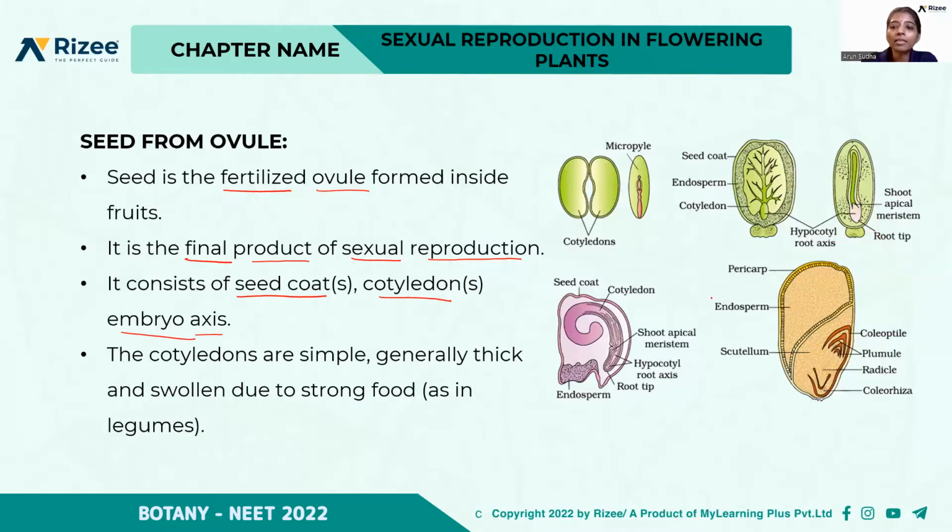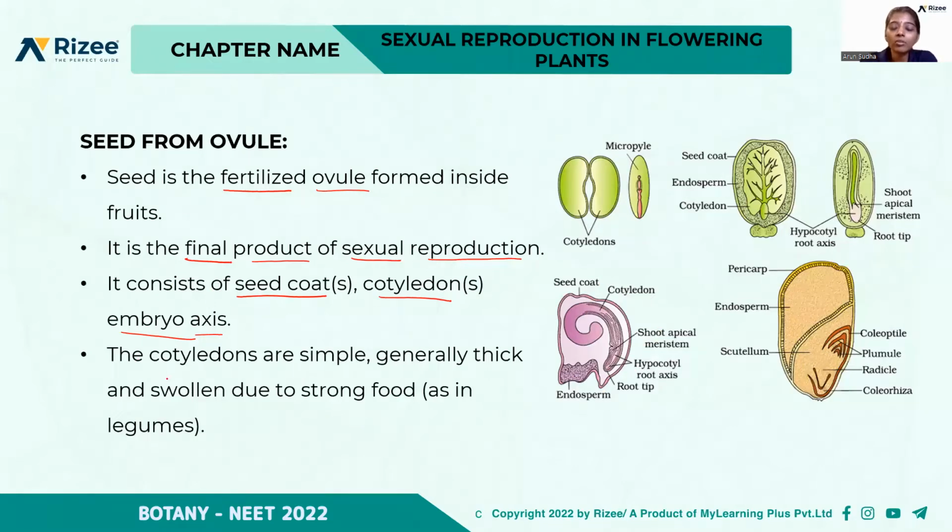So these are the examples for some of the dicot and the monocot seeds. This is the seed coat and cotyledon. This is the shoot apical meristem, then hypocotyl, and then root tip. So this is the endosperm. So all the seeds have the seed coat, cotyledons and the embryonal axis.